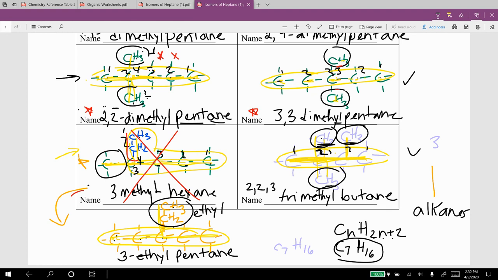Okay, so the main goal of this is naming, drawing, and recognizing an isomer, not whether or not you are able to draw all 9.